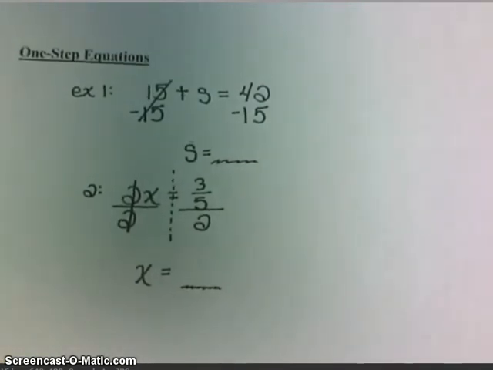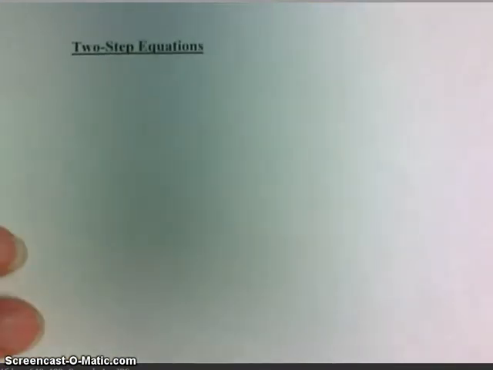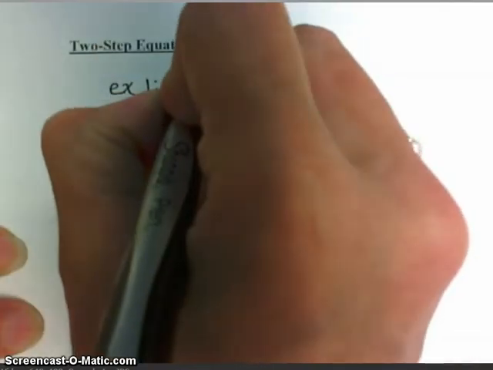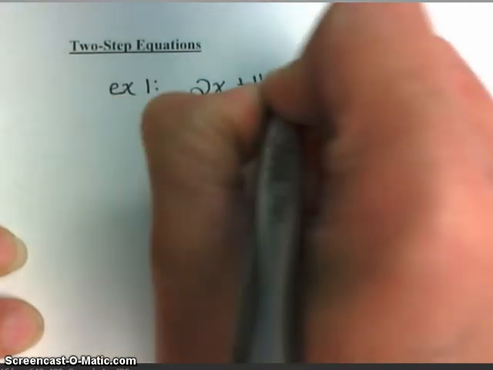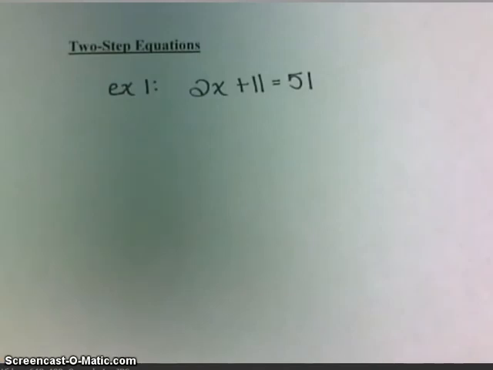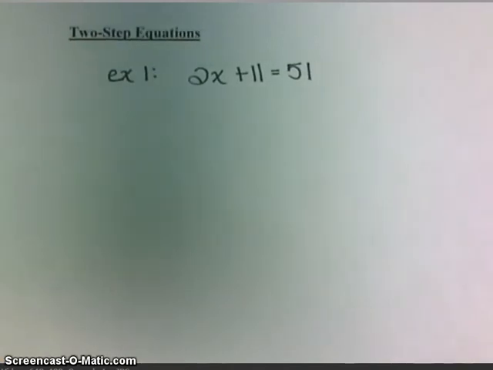All right, let's look at some two-step equations. Again, it's the exact same thought process, thinking backwards. So for two-step equations, let's look at example 1 under two-step. 2x plus 11 equals 51. All right, so I just read that out loud, but I want you to do that. This is the thought process that I go through and that I want you to get in that habit of.